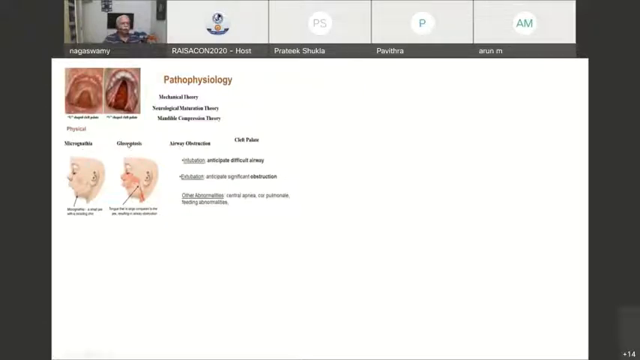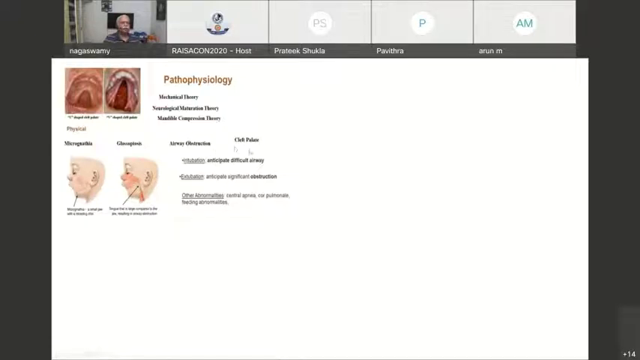So previously they were calling it Pierre Robin syndrome, but now they call it a sequence because the primary defect is with the mandible. The mandible is not grown properly. So there is a small mandible. Because of that, the normal tongue looks like a bigger tongue. It goes and falls back on the posterior pharyngeal wall, completely obstructs and causes airway obstruction.